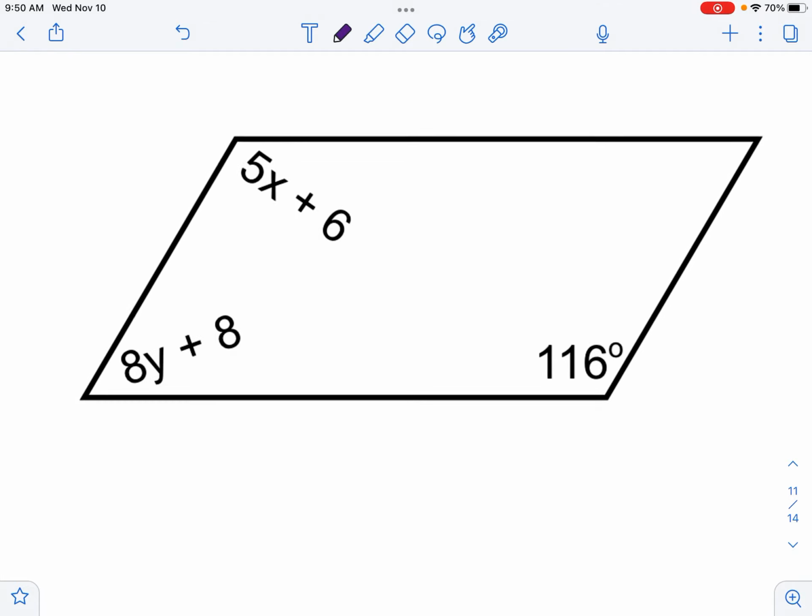Given the parallelogram, find the value of any variables that you can. All right, so I'm going to look at the diagram here, and I see that I have to solve for x and y. There's one x and one y. So I'm just going to pick one that I can solve for first. So I'll pick x and say, how can I solve for x?